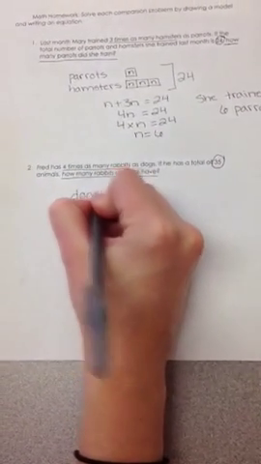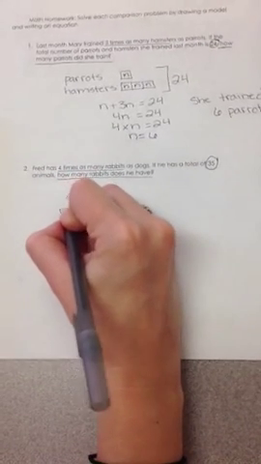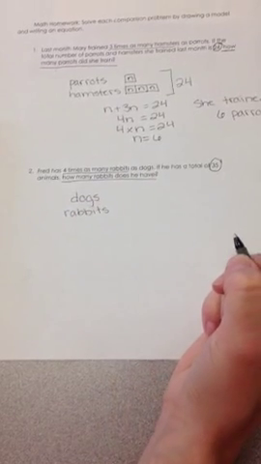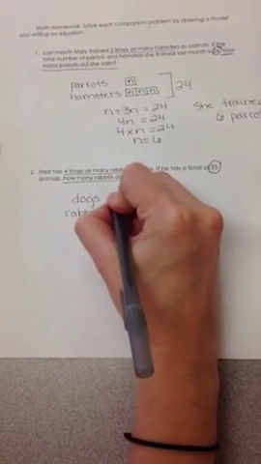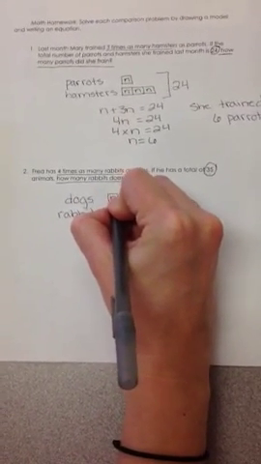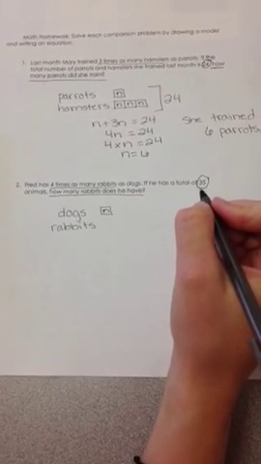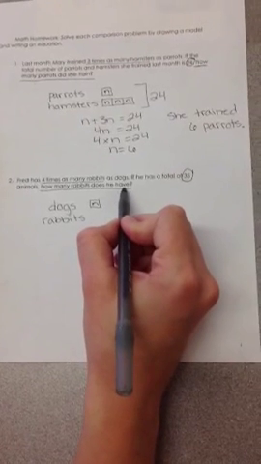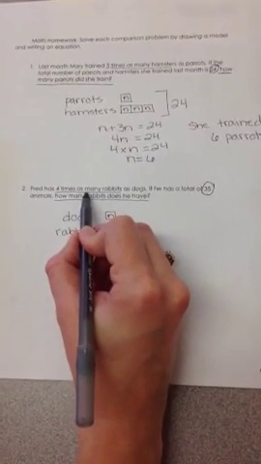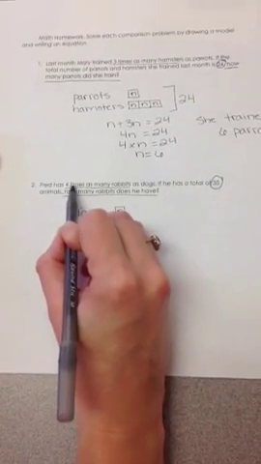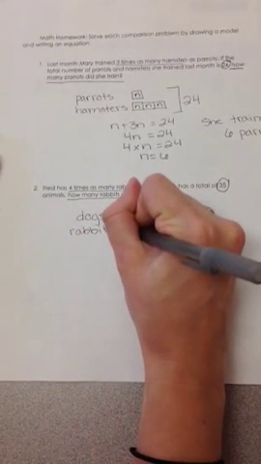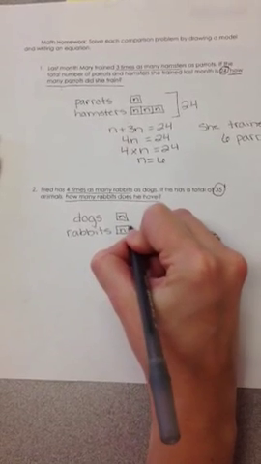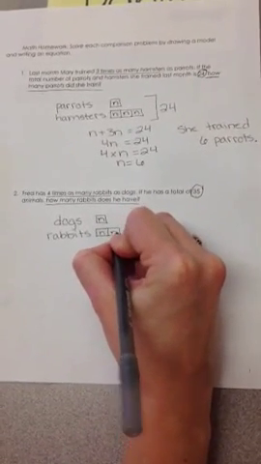I know that my problem involves dogs and rabbits. I don't know how many dogs he has, so I'm going to make that my unknown. That's my variable n. I don't know the total number of rabbits either. That's the question I'm trying to answer, but I do know something about those rabbits. I know that there are 4 times as many rabbits. So I'm going to take the number of dogs and I'm going to multiply that 4 times.